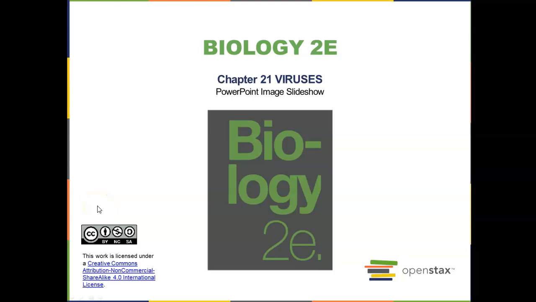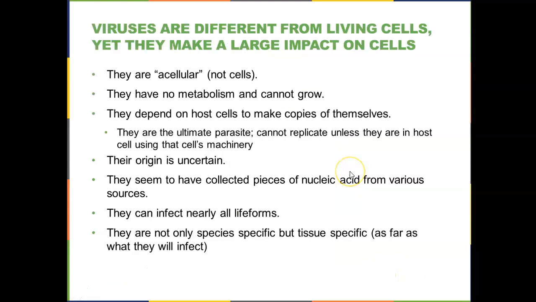This recording is for Biology 1406. This is the fourth chapter and last chapter of Unit 4 on gene expression. The subject is viruses and viral genetics. Chapter 21 of the OpenStax textbook.